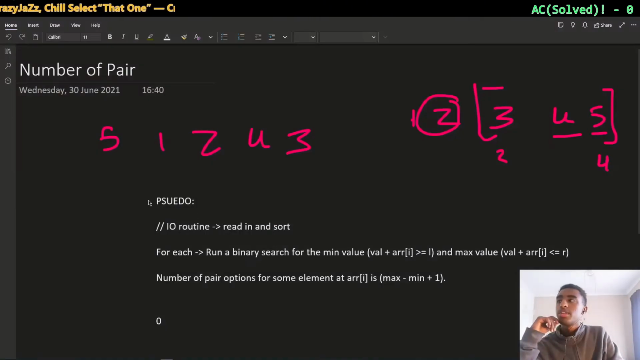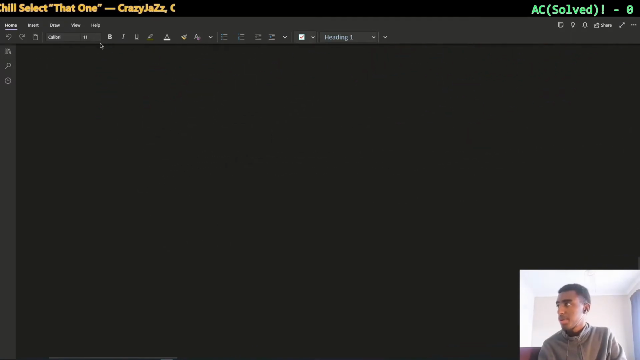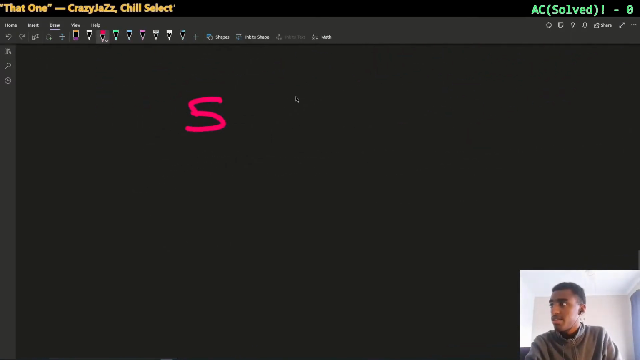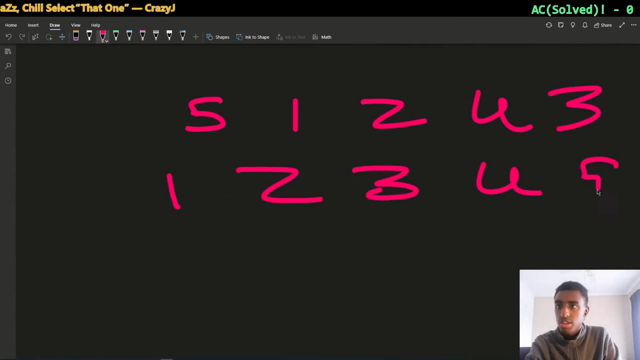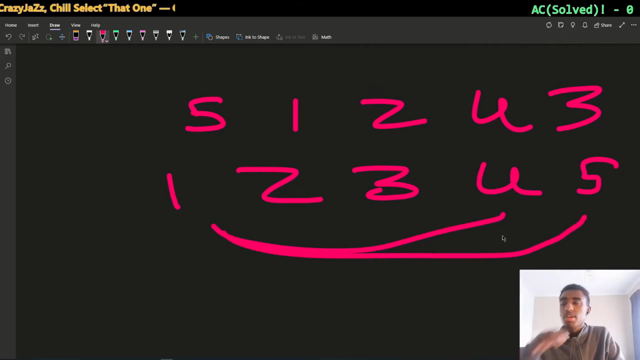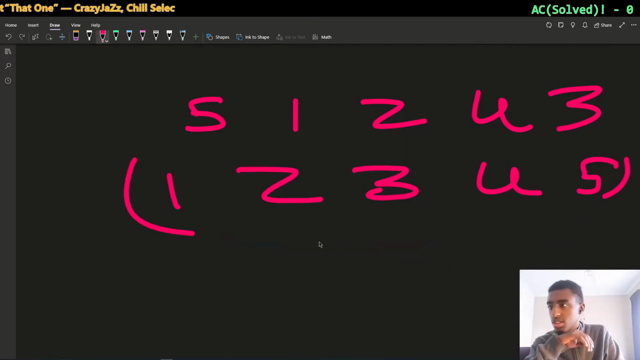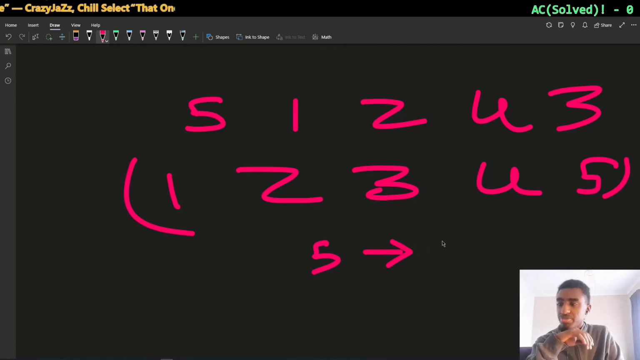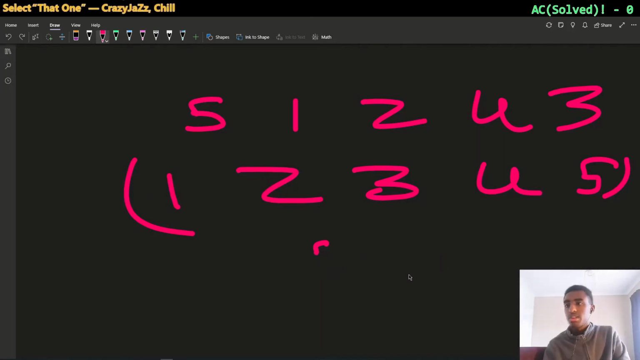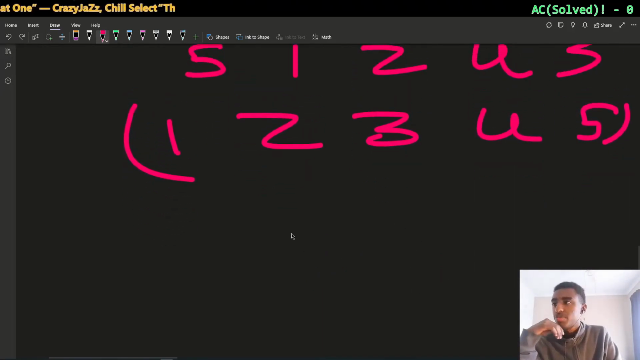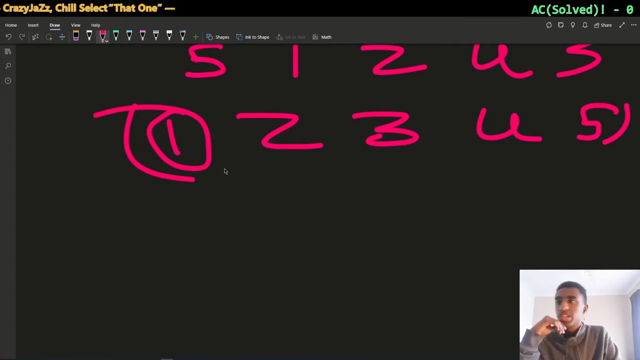The problem involved us working through some array. I'm going to draw it now. Let's say 5, 1, 2, 4, and 3. Let's sort that to 1, 2, 3, 4, and 5. And I want to find every possible pair of numbers such that the sum of them falls within a specific range. In this example, the range is 5 to 8 inclusive.